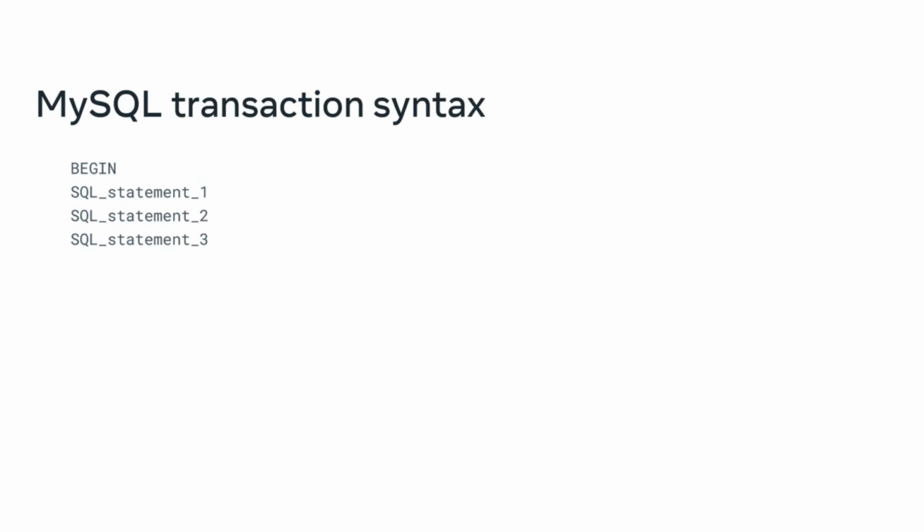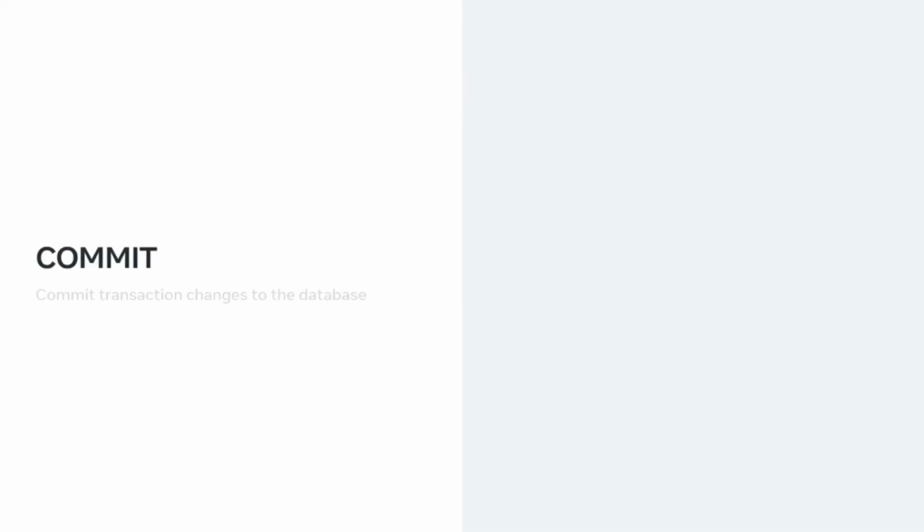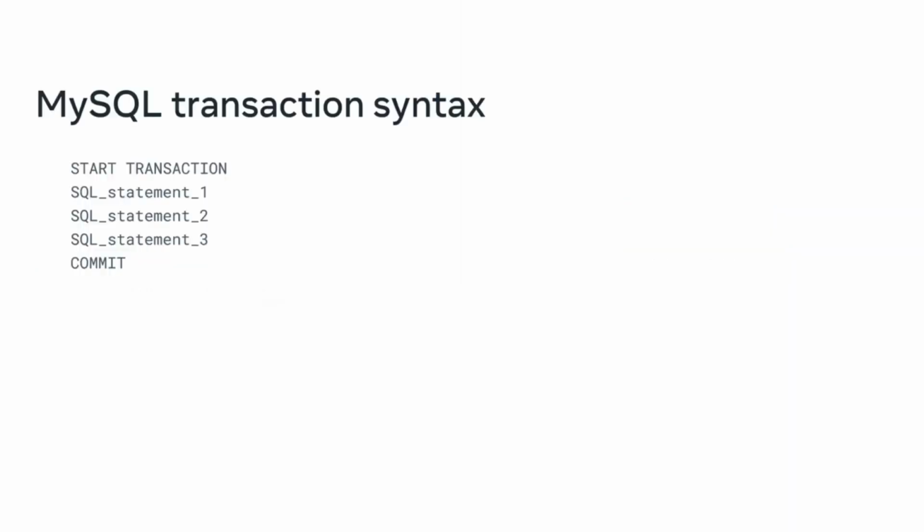However, start transaction isn't the only way to begin a transaction. With MySQL, you can also use the begin or begin work aliases as alternative ways to initiate a transaction. Whichever method you choose, once you've finished typing your SQL statements and you're happy with the result, then it's time to commit the transaction to the database. You can use the commit statement to commit the transaction changes permanently to the database. Just type the commit statement at the end of your code block.